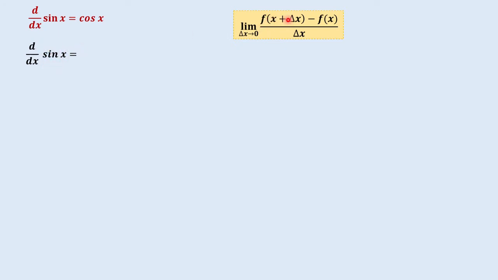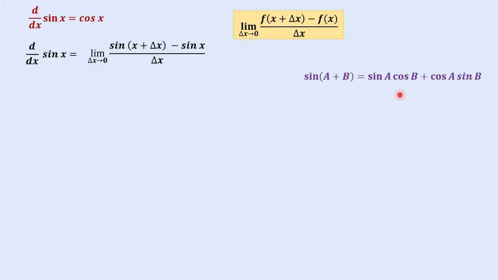So to get f of x plus delta x, we just need to substitute x plus delta x to the x variable of the given function. So in this case, we would be having sine of x plus delta x minus the given function, which is sine x. This is our f of x over delta x as delta x approaches 0.